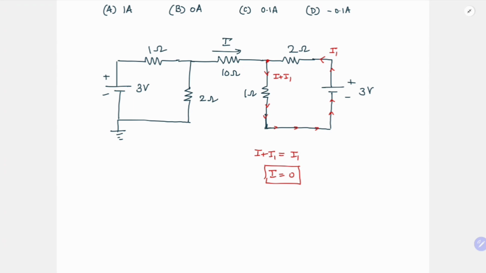What it also means is that there is a current of I coming in, but there is no return path for the current. So there is nowhere this current can flow, right? So this value of I should be 0.